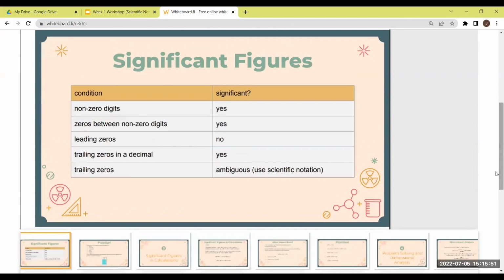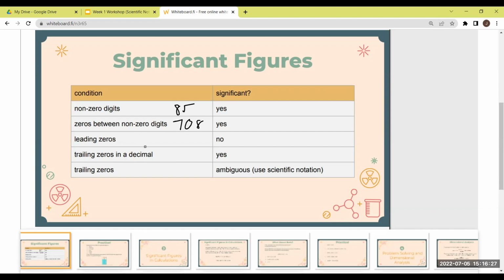So a quick little recap on conditions for what is a significant figure. We have non-zero digits. Those are always going to be significant. Zeros between non-zero digits, so this is going to be like this number, 708. There's a 0 between these two non-zero digits, so that's going to be considered significant. This first example, we'll just put 85. These are both non-zero numbers, so they're both going to be significant.